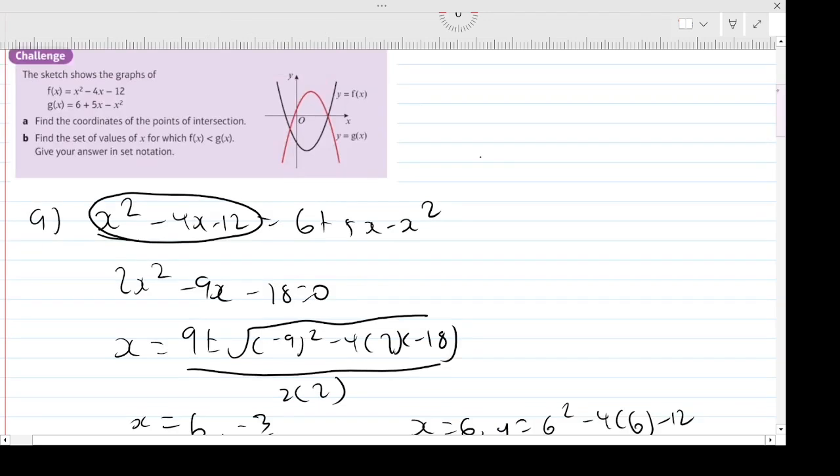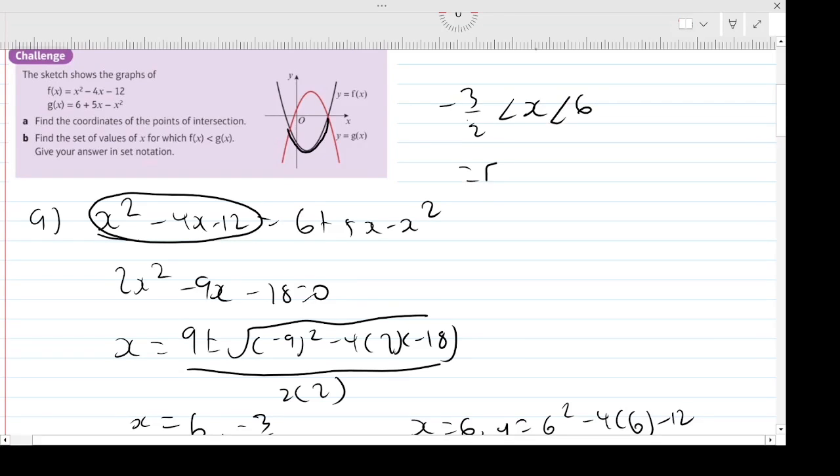Okay. For part B, we need to then find the set of values of x for which f of x is less than g of x. So that tells me that f of x needs to be below g of x. So the curve f of x in black is below g of x, the red curve, in this interval here, in this region here. So then that region is between the two x values, the two intersections. So that's between minus 3 over 2 and x, which is less than 6.